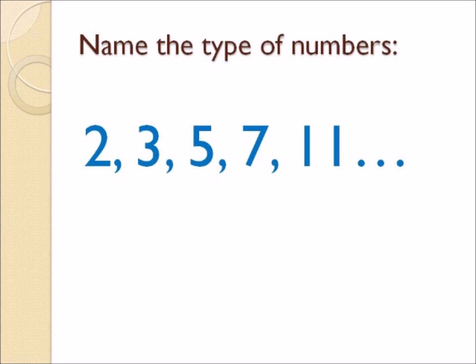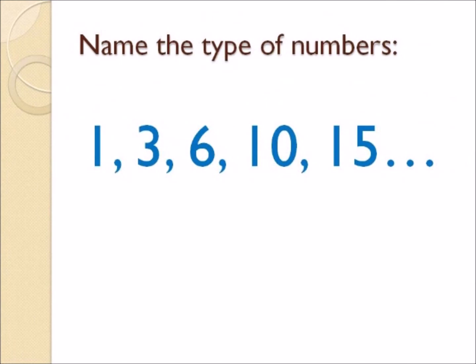Okay, name the type of numbers: 2, 3, 5, 7, 11. This is a hard one. 2, 3, 5, 7, 11. Yeah, they're prime numbers. Good.